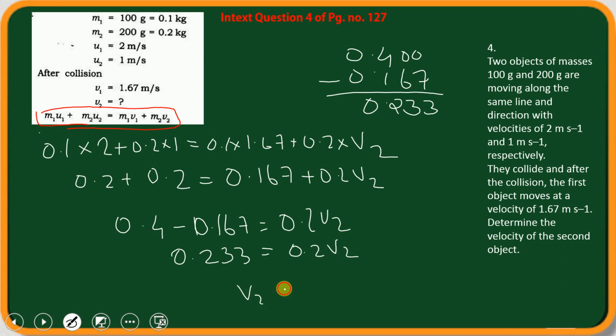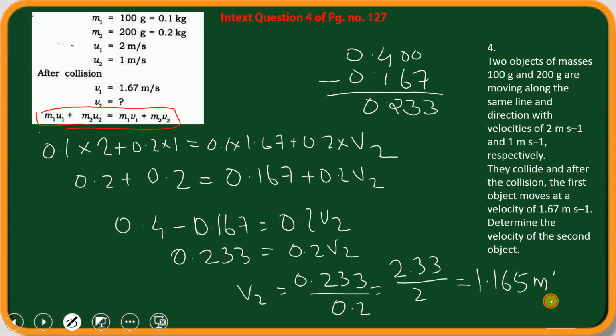So V2 is equal to 0.233 upon 0.2. Here we can multiply 10 on both numerator and denominator, so it will become 2.33 upon 2, correct. While dividing, 1.1, that is 1.16, that much meter per second. This is the answer then. So you have to write, the velocity of the second object is 1.16 meter per second. Understand? Please do fast.